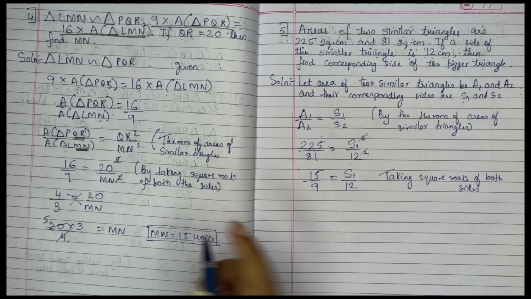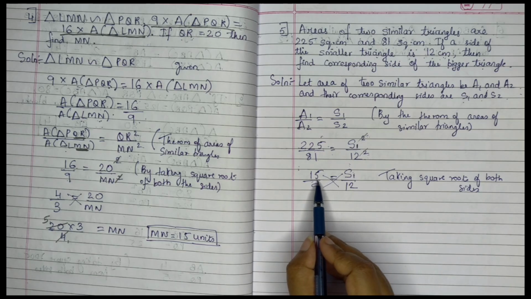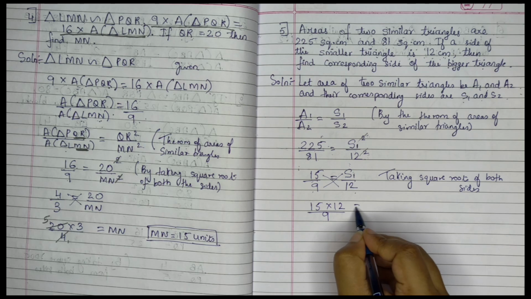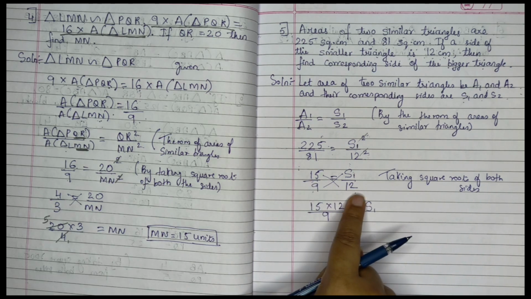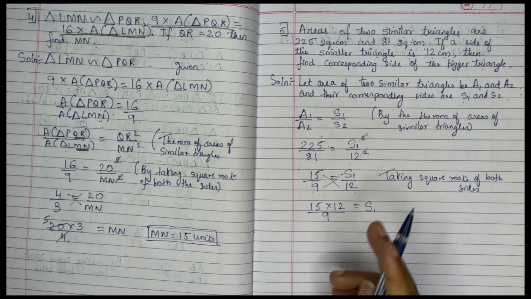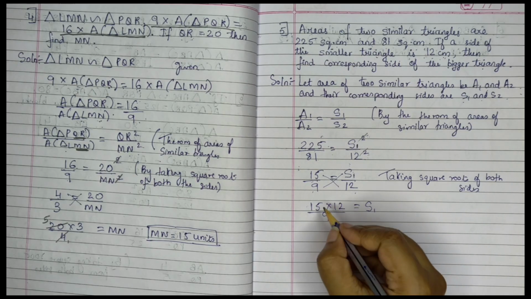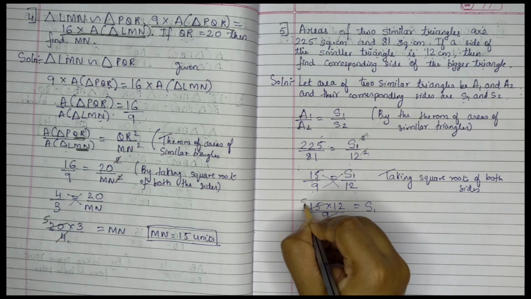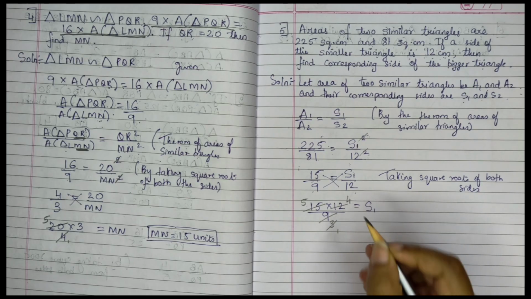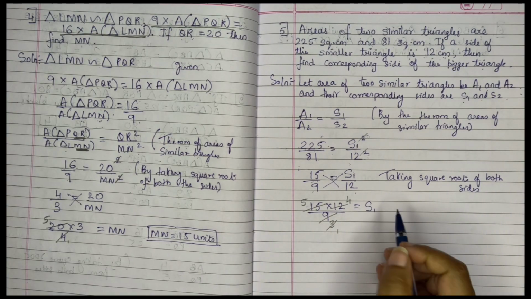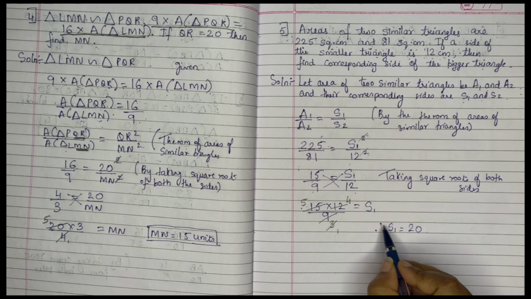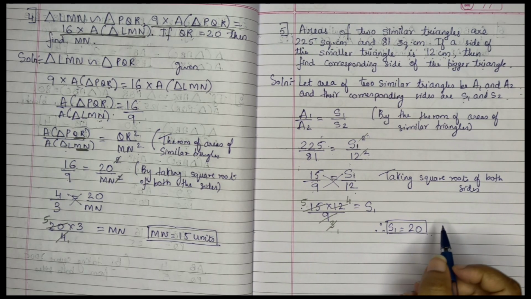Next step is same way, you cross multiply here. That is 15 multiplied by 12 upon 9 is equal to S1. Now you can reduce this to the lowest form. Suppose if I am taking 3 3s are 9, 3 5s are 15. Again I can reduce this, 3 1s are 3, 3 4s are 12. So we get therefore S1, 5 4s are 20.